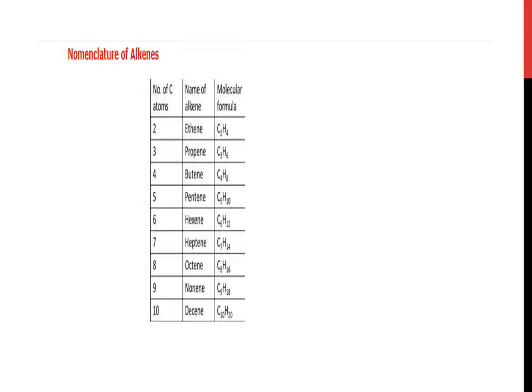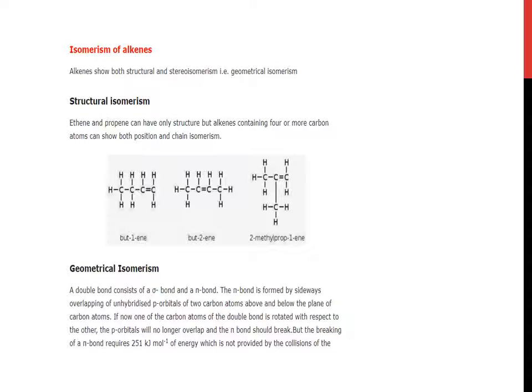Similarly, if you have 7 carbon atoms, then it is called heptene with formula C7H14. 8, octene, C8H16. 9, nonene, C9H18. 10, decene, C10H20. As you have prepared the series of alkanes, that is the word roots for alkanes, in fact, you have to also prepare the word roots for alkenes. Ene means double bond.